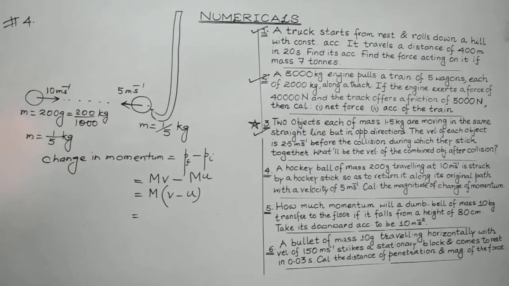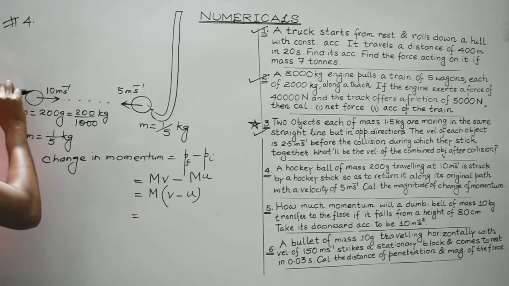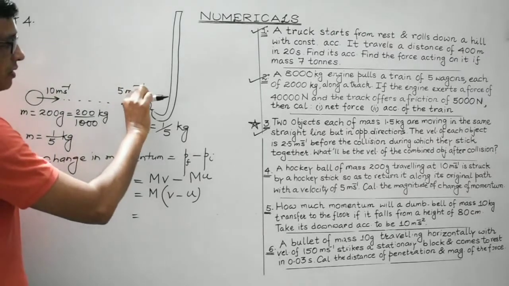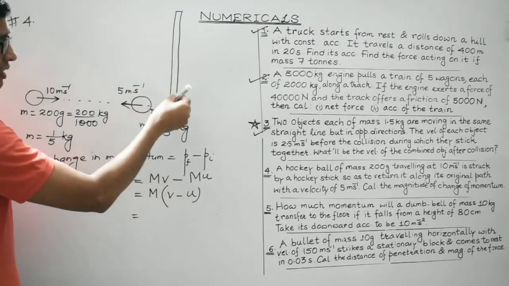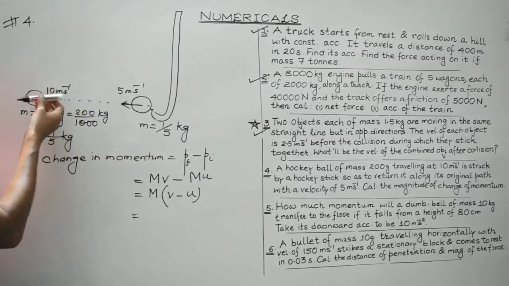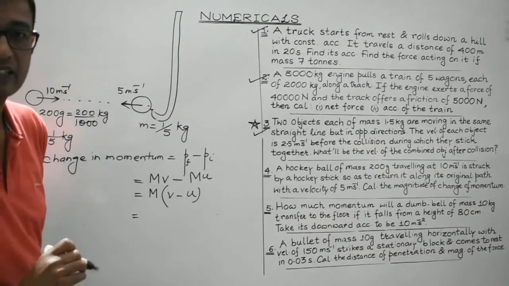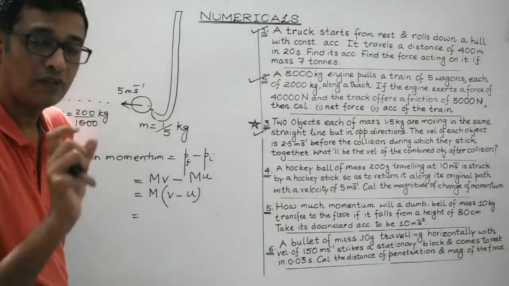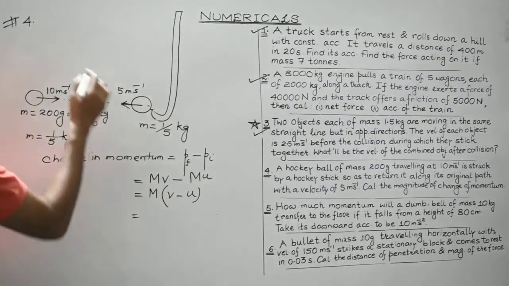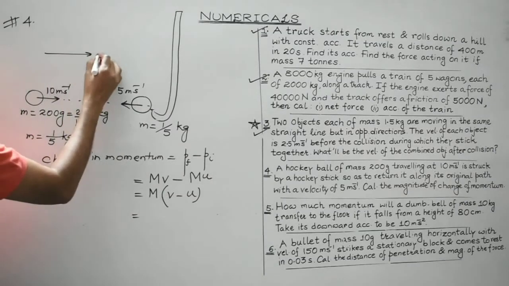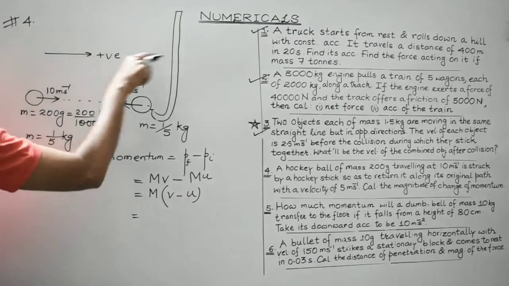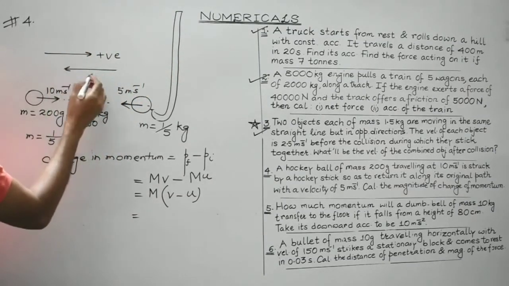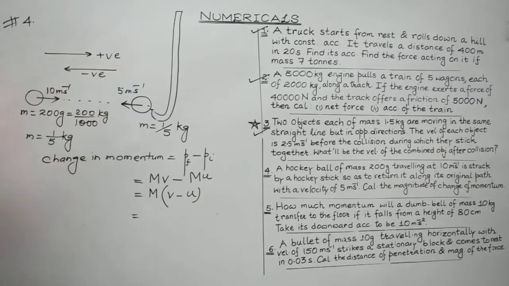Now in this case, this is the initial direction of motion, and after getting struck by the hockey stick, this is the final direction of motion. So students, both are of opposite direction. Therefore, we need to take one velocity as negative. If you consider this to be the positive direction, then this would be taken as negative.